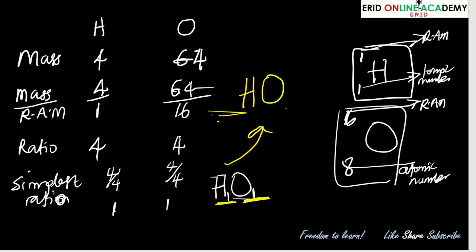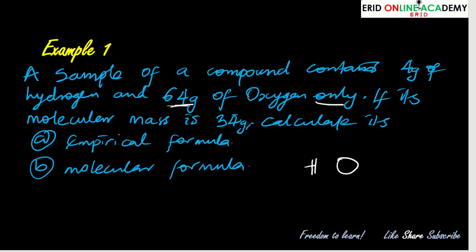So this gives us our empirical formula for this particular compound. Now the second question says find its molecular formula. So what other information do we need to find the molecular formula of a compound having derived its empirical formula?